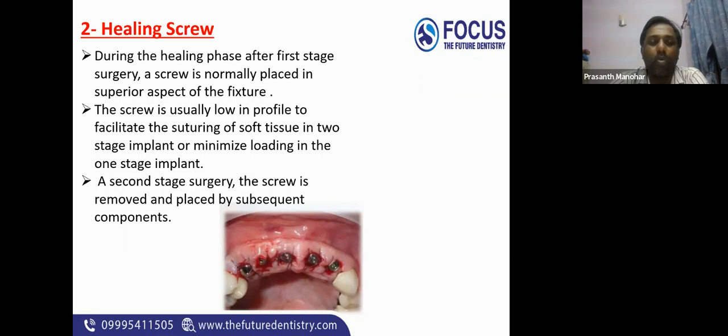After healing, what we do is raise the flap. After that, we place a healing cap over it and suture the soft tissue around it. Now you will get a gingival collar around the implant. Understood? Soft tissue contouring will be done around the implant. For this purpose, we use a healing screw, gingival former or healing cap. The healing cap is used in second stage surgery, that is after osseointegration, so that the gingiva gets formed or shaped around the implant.